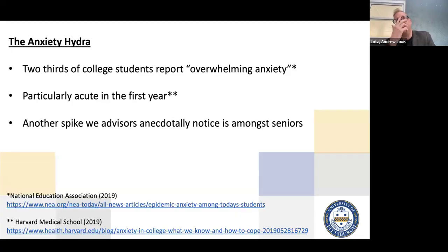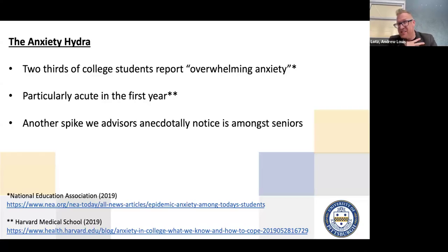All right. So the anxiety hydra. About two-thirds of college students report overwhelming anxiety. Many report anxiety as the number one stress, the most difficult thing that they're facing in college. It's particularly acute in the first year. Study after study shows that we see a huge spike in anxiety when students arrive at college because of all the transitions that happen, all the new school, new life, everything is new. And so huge anxiety spikes happen then.